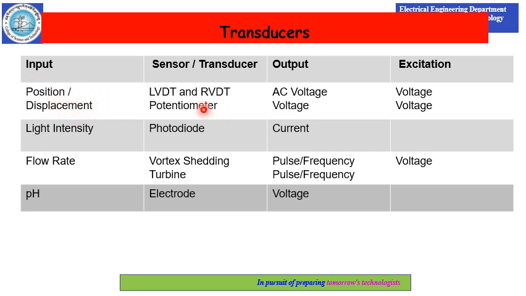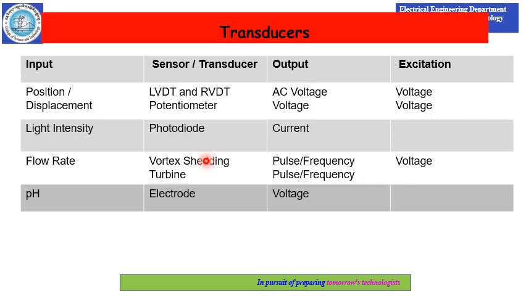The second transducer we're going to look at is the photodiode transducer. The photodiode will accept light as an input, and it will directly convert the light into current. It doesn't create any excitation. It will directly convert light intensity into current. So we measure this current to measure the small change in light intensity. The photodiode is used to measure the intensity of light.